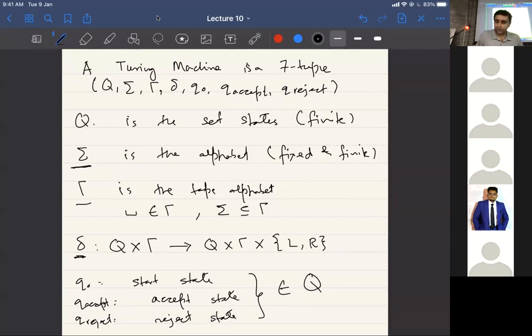Transition function means that it has two things. It has to know what is the current state. It has to know what is the current symbol that the machine is on in the tape. And based on this information, it will tell the machine which state to go to, what to write back on the tape, and which direction to move the head of the tape, to the left or to the right.